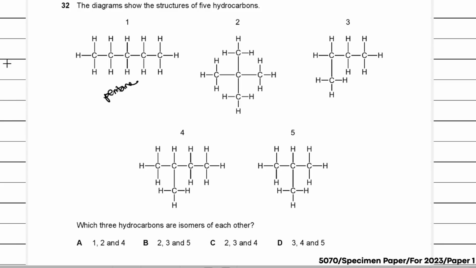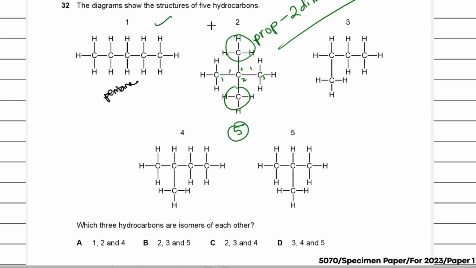Okay, so let's check 2. It's time to first count the long chains. So we've got 1, 2, 3. So this is definitely 3. Then 1, 2, 3, 4, 5. So we've got 5. So yes, this could be an isomer. We've got 3, so it's going to be prop... We've got 1 branch, and we've got 1 branch. So it's going to be 2,2-dimethylpropane. So yes, 1 and 2 are isomers.